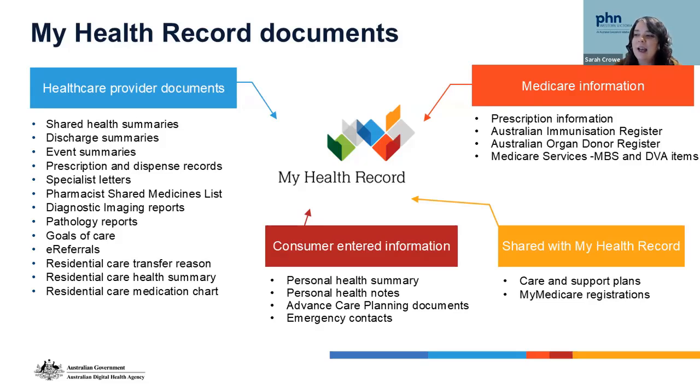So that's really exciting. The consumer themselves can add extra information. They can put in personal health notes. They can upload their advance care planning document. They can put in their emergency contacts and all that kind of information. It also pulls information from Medicare, so you can have a look at what they've been billed in the past. I can go and count how many times I saw the physio in the last year by checking that Medicare information in My Health Record. And there are a few My Medicare registrations and things like that sitting in there as well. So that's about what's in this My Health Record.